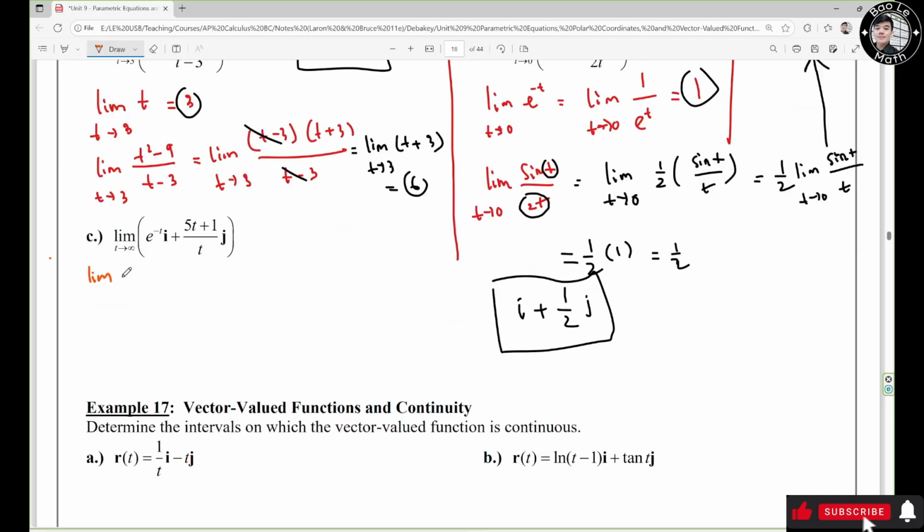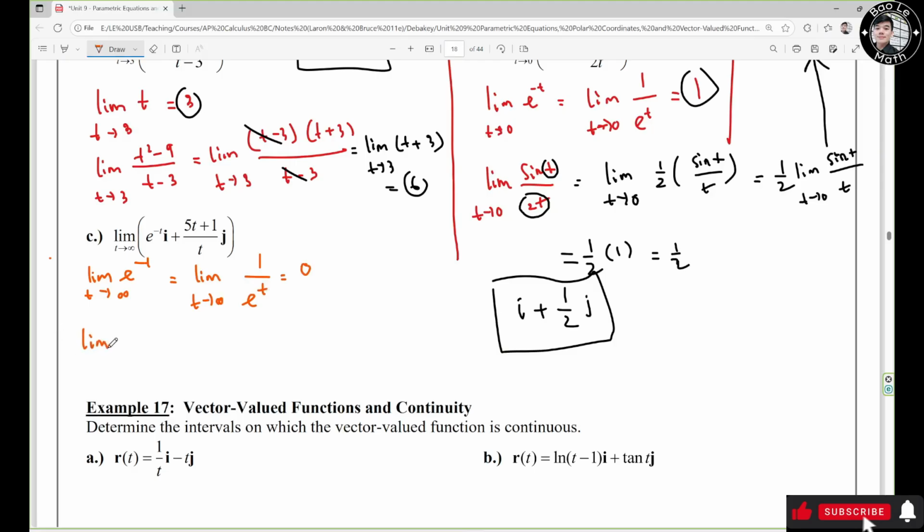We have limit of e to the negative t when t approaches infinity, which is going to be limit of 1 over e to the t when t approaches infinity, right? So the bottom approaches infinity, this one approaches 0, right?